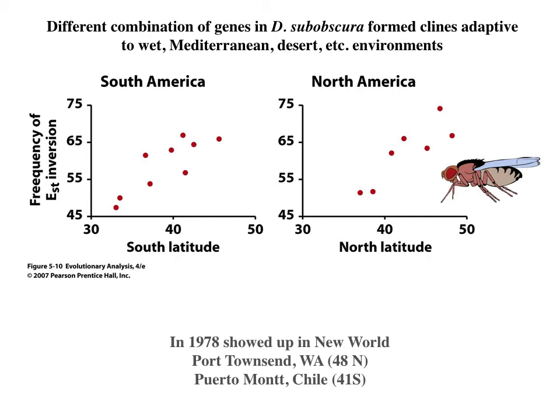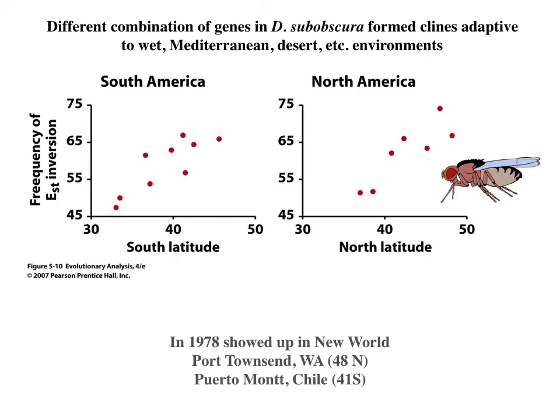So the two places where we saw these new colonizations of Drosophila subobscura in the Americas were down in Chile, in Puerto Montt, which is located at about 41 degrees south latitude, and Port Townsend in the state of Washington, which is located at about 48 degrees north latitude. In the 70s, they colonized there. We then tracked the range expansion of these flies, and also scored them to figure out the frequency of the inversions.